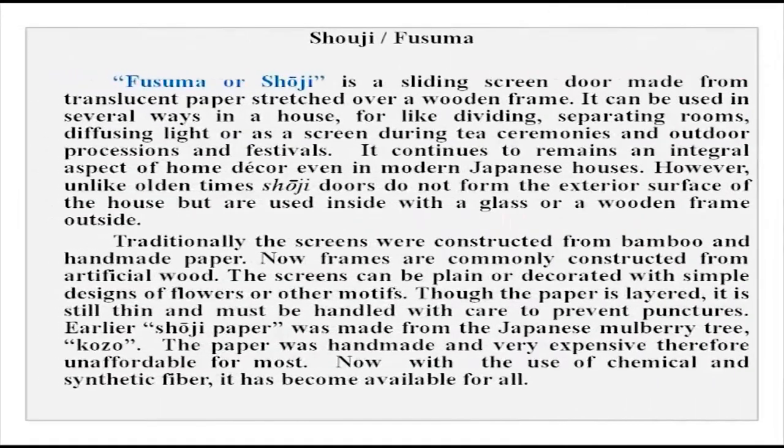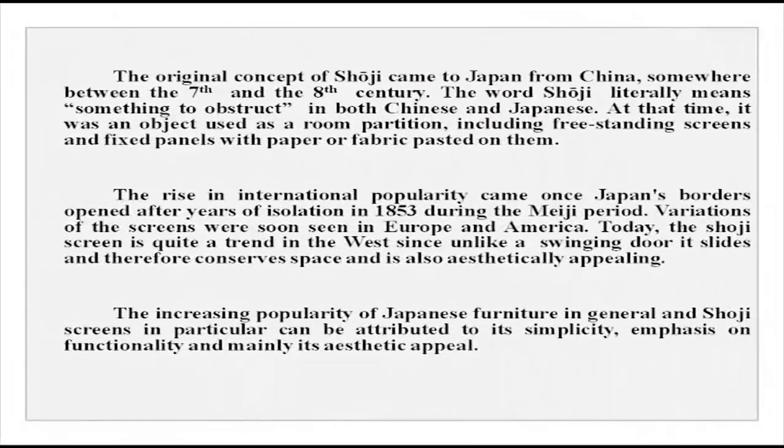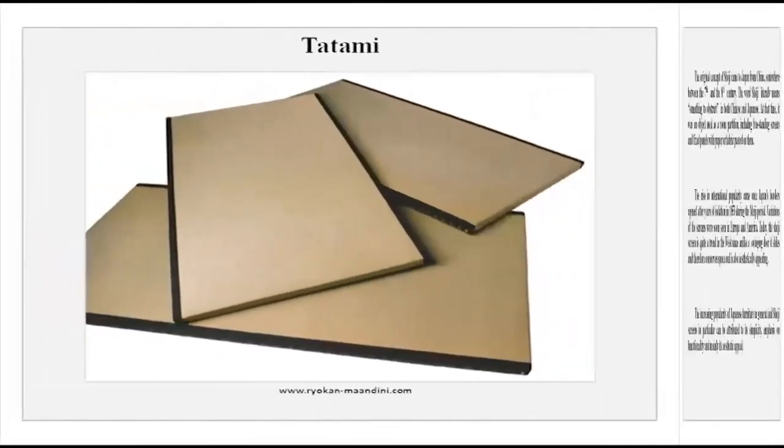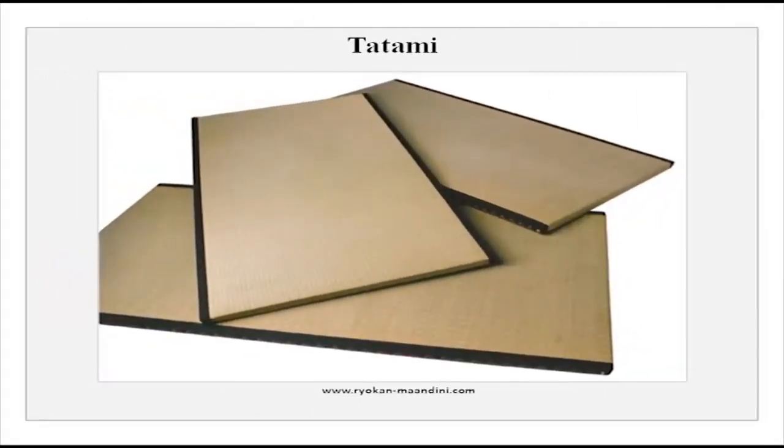And everything is written about the screens over here. You can read about this and learn more about Japan. These are tatami panels which are used as flooring material in Japan. These are made out of straw on wooden structures and are easy to handle and eco-friendly, as you can see. Now, this is vocabulary for you. You could go over the vocabulary.